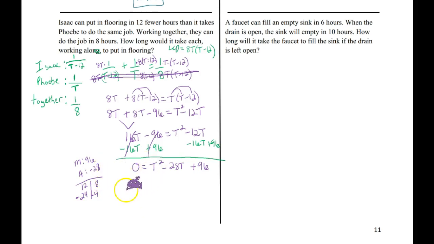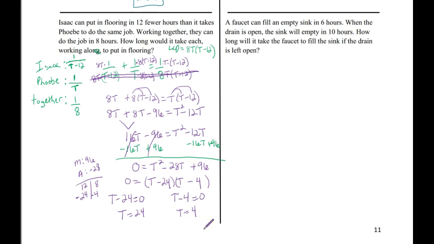My leading coefficient is 1, so I can go right into my two sets of factors. t times t would give me t squared, and the factors we found were negative 24 and negative 4. So I set each one equal to 0 using the zero product property and solve for t. So that means that t could be 24 or t could be 4 hours.